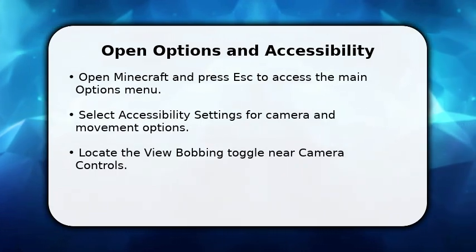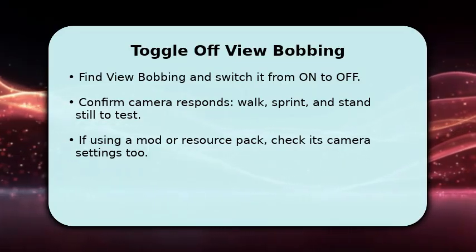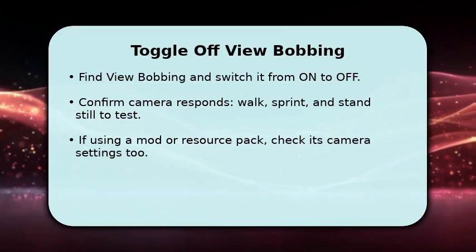You will now switch the setting. Click the View Bobbing control and set it to off. This disables the head bobbing animation when you walk or sprint, giving a steadier camera.